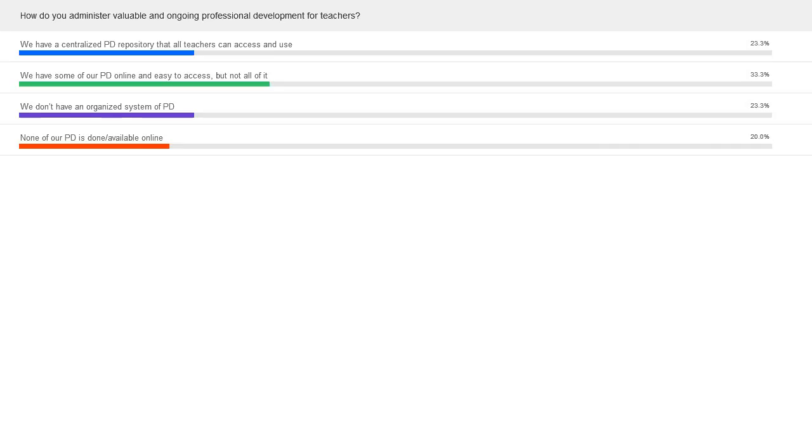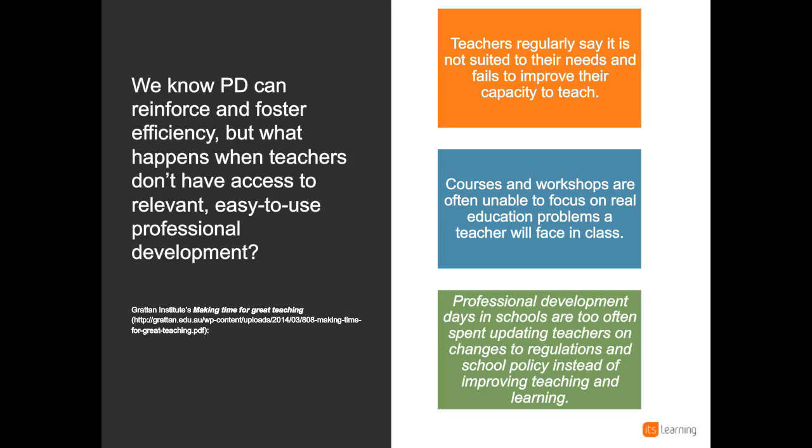We have others where, 23%, they don't really have an organized system of PD, and none of their PD is available online. And so, like I said, there's no right or wrong here. It's where we are in the journey and how we're using technology to really make this journey happen. So as I start closing up here, we know PD can reinforce and foster efficiency, okay? And so how do we now use our technology to even help with the PD?